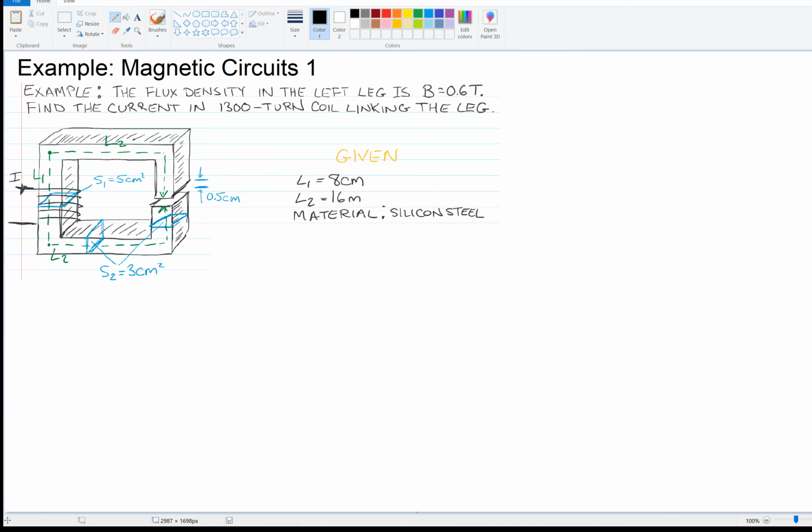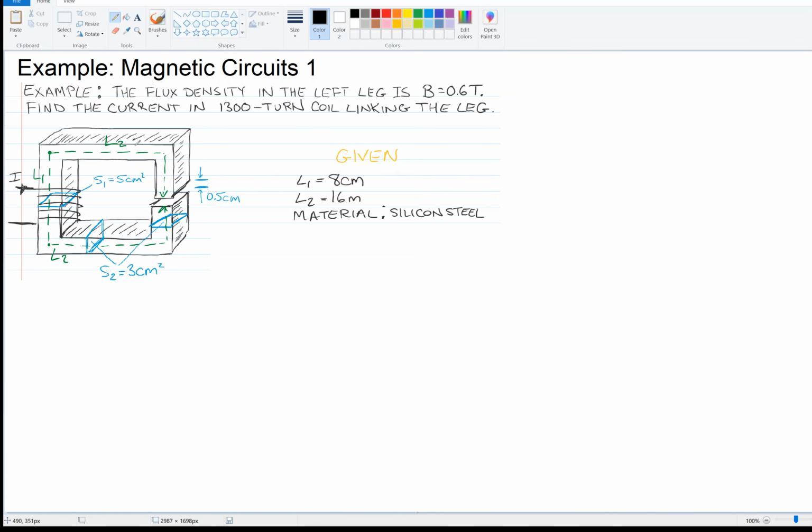All right, we've been talking about magnetic circuits and really the concept of magnetic circuits. It's such a cool idea. Anyway, I've got an example here. We've got this magnetic material, it looks maybe iron. It's actually given in the problem as silicon steel.